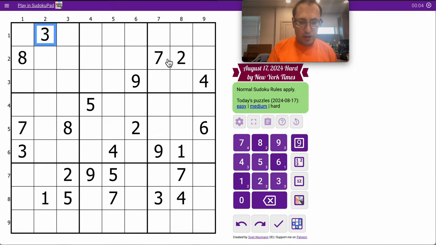2024. In the top three rows, I have no repeat digits. In the middle three rows, I don't think I have any repeats there either. I have one each of 1, 2, 3, 4, 5, 6, 7, 8, and 9.